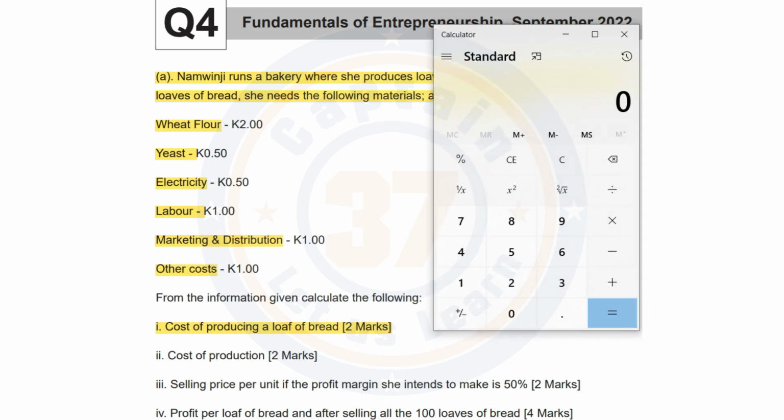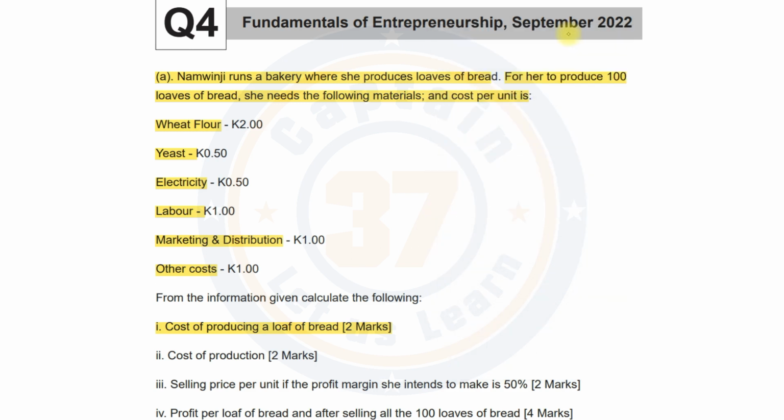So we have got 2 kwacha for the wheat flour, plus 0.5 for the yeast, plus 0.5 for the electricity, plus 1 for labor, plus 1 for marketing and distribution, and plus 1 for other costs. This gives us 6 kwacha. So we know that the cost of producing 1 loaf of bread is 6 kwacha.